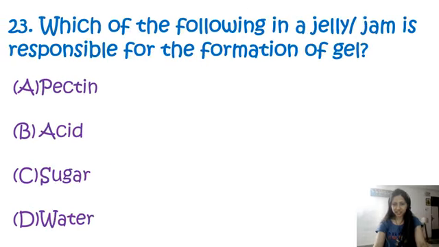Question number 23. Which of the following in a jam or jelly is responsible for the formation of gel? Pectin, acid, sugar or water. Okay, so correct option is A, that is pectin.